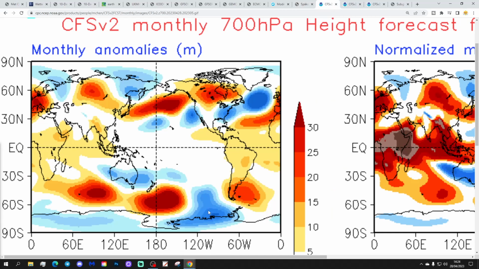Okay, CFS V2 Monthlies. Finally, this is today's 700 millibar height anomaly for May. Suggesting high pressure, above average heights to our south and also to our east. Below average heights, low pressure is out in the Atlantic.